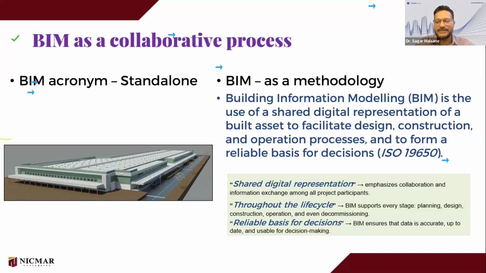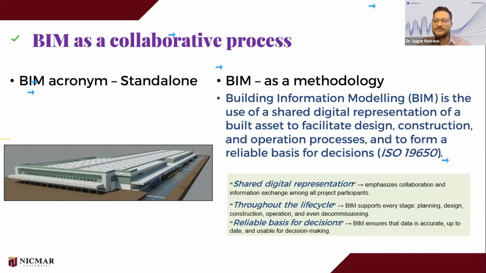Correct. Three aspects, if I have to highlight: shared digital representation. That means it emphasizes collaboration and information exchange among all project participants. So it is really crucial for BIM to have collaboration and information exchange. That is the heart of the BIM process: how people can come together through a common platform, and how that platform allows people to collaborate, exchange information, and bring efficiency and increase productivity.